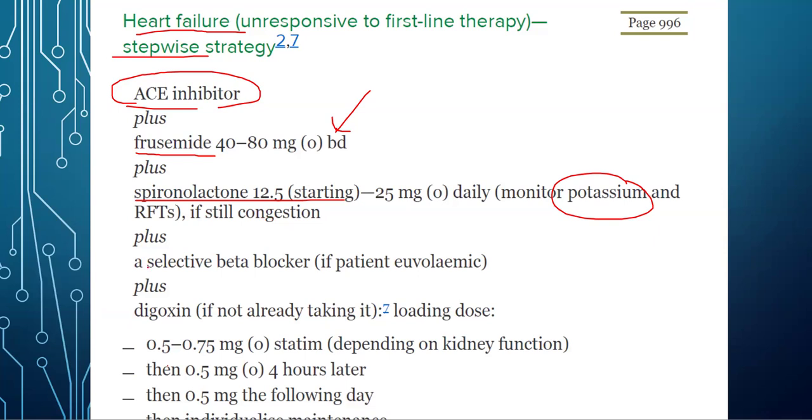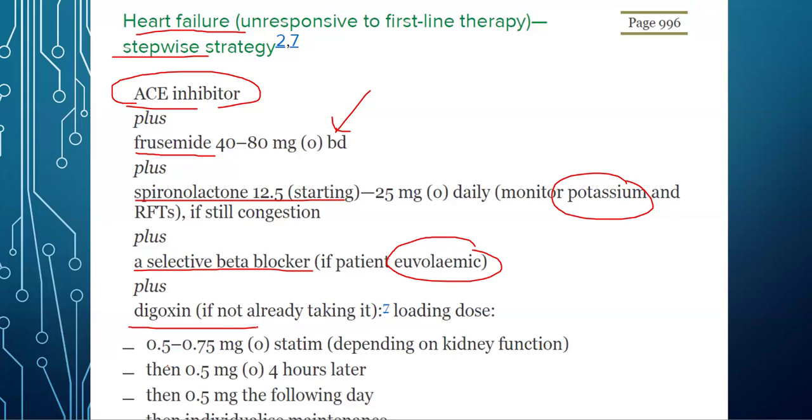If it's still congestion, then you can add a selective beta blocker. Now, beta blocker in heart failure, we can only add when a patient is euvolemic. That means there is no fluid accumulation. If there is a decompensated heart failure, like the patient is actively short of breath, with fluid accumulation in the body, we don't add beta blocker in that patient. Let's say even beta blocker is not helping, then your next option would be digoxin. So this is the step-by-step for heart failure management.